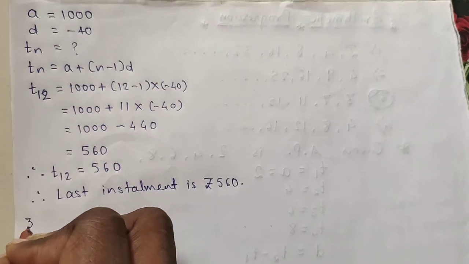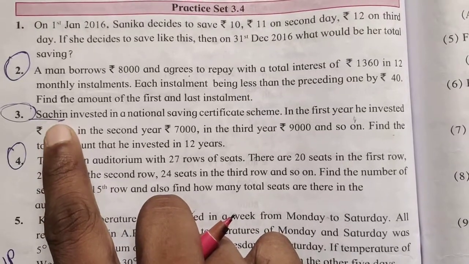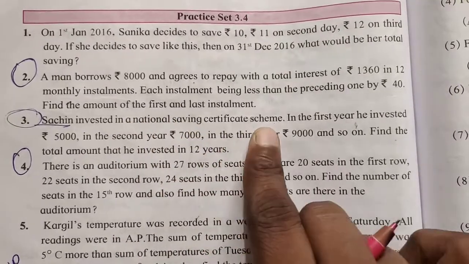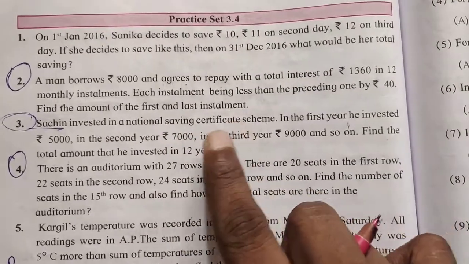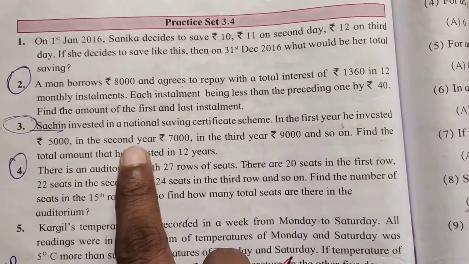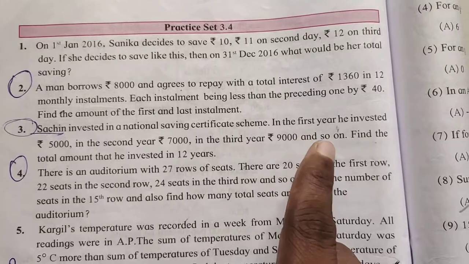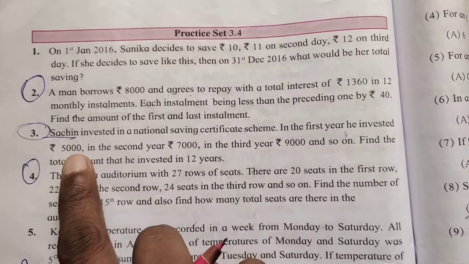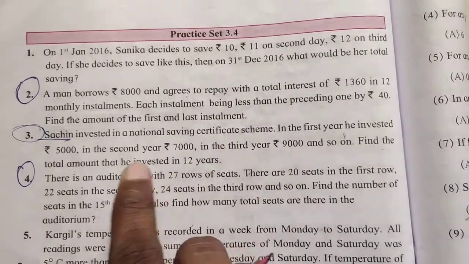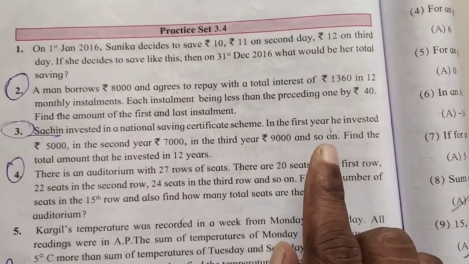Okay, now we are going to solve the third question. Students, just see the third question, which is written here. Sachin invested in a National Savings Certificate Scheme, that is NSC. In the first year he has invested 5000 rupees, in the second year 7000 rupees, in the third year 9000 rupees, and so on, and in this way he is continuing. So the first term is 5000, second one is 7000, third one is 9000, and each time the difference is 2000. 5000 plus 2000, 7000 plus 2000. So this is an AP and the difference is 2000.